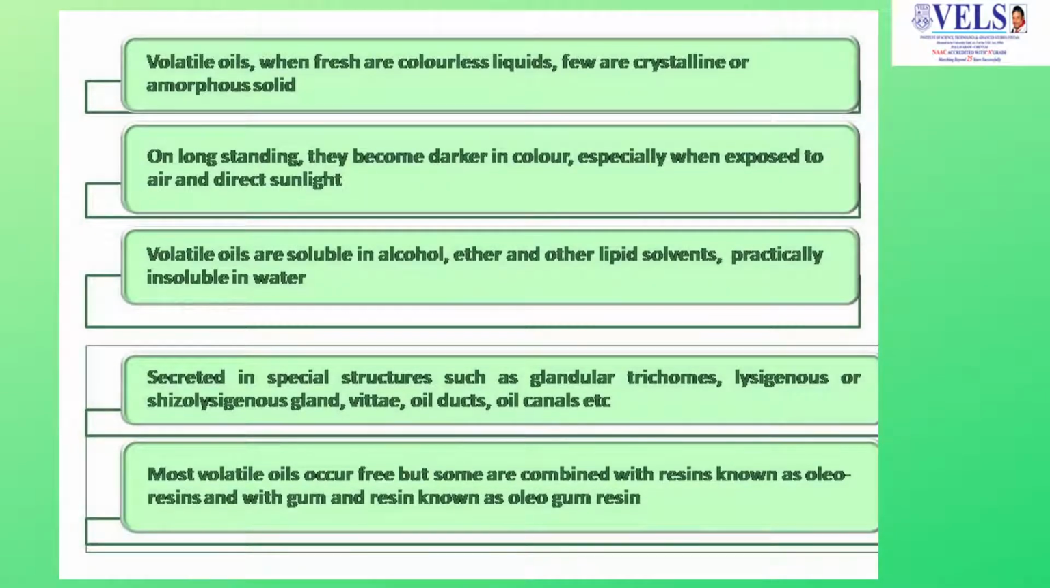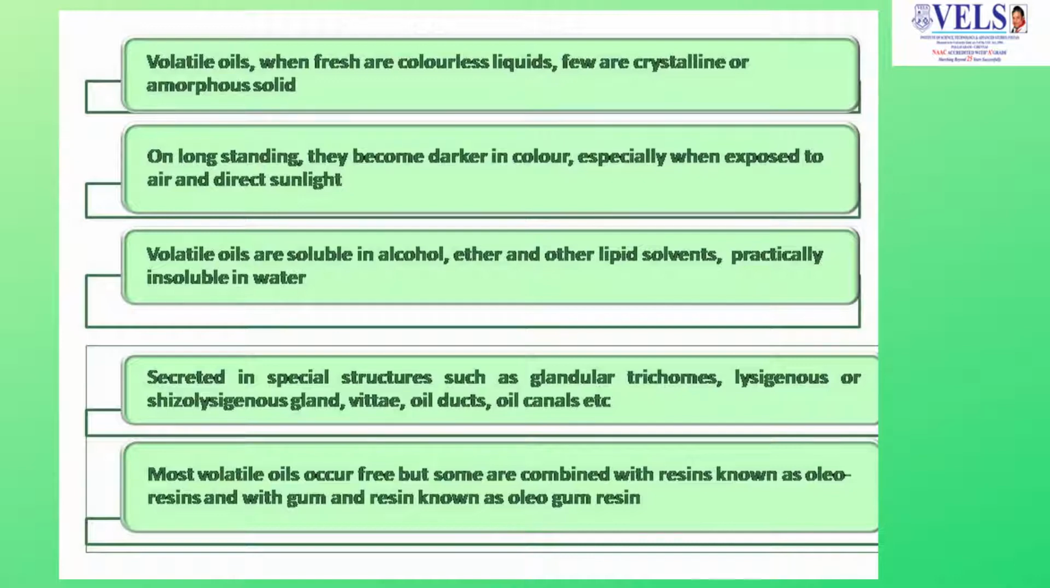Volatile oil is a colorless liquid, a pure crystalline or amorphous solid when it is fresh, and becomes darker on exposure to air and direct sunlight. So it has to be stored in a light resistant container such as an amber colored bottle and stored in a cool place. Volatile oils are soluble in alcohol, ether, and other lipid solvents and practically insoluble in water.